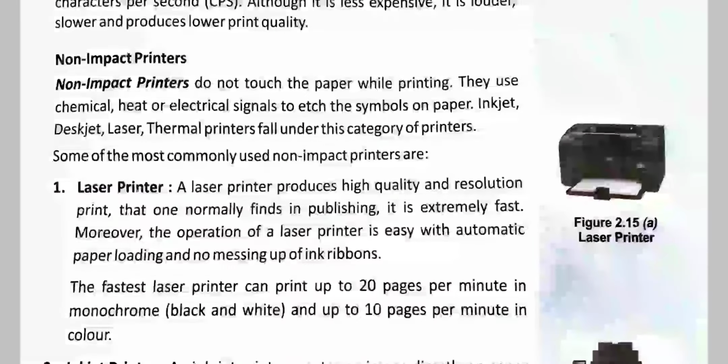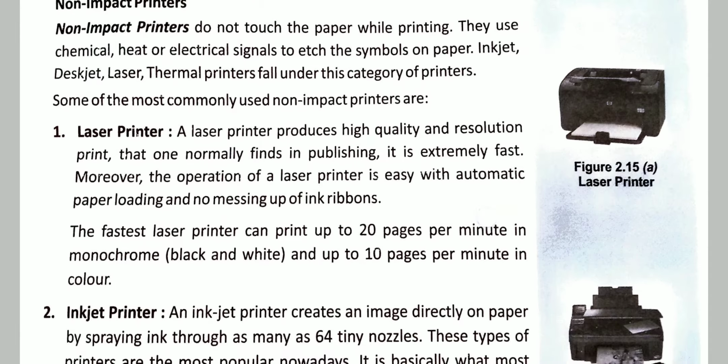Come to the non-impact printers. Non-impact printers do not touch the paper while printing. They use chemical, heat and electrical signals to form the symbol on the paper. Inkjet, deskjet, laser, and thermal printers fall under this category of printers. Nowadays, the printer and scanner type devices that we see are non-impact printers.